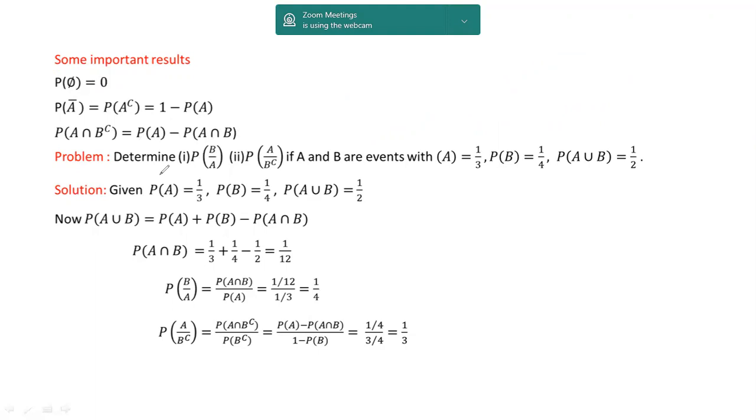So here is the first example. Determine probability of B over A, and probability of A over B complement, if A and B are two events with probability of A is 1 by 3, probability of B is 1 by 4, and probability of A union B is 1 by 2. They are asking you to calculate probability of B over A and probability of A over B complement.